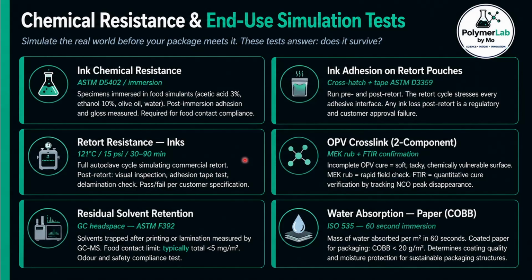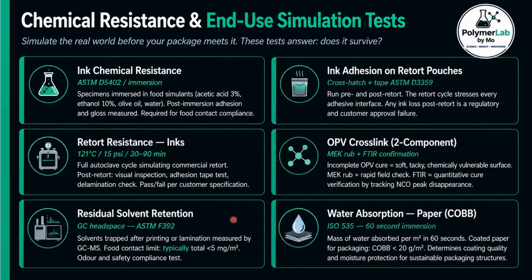Ink chemical resistance testing uses food contact simulants defined by regulation: 3% acetic acid for acidic food, 10% ethanol for alcoholic product, refined olive oil for fatty food, distilled water. We immerse a specimen in these simulants for defined durations, then measure ink adhesion and gloss retention. The regulatory threshold for a food contact structure is zero visible transfer under the test condition.